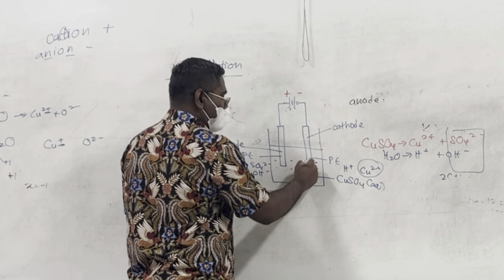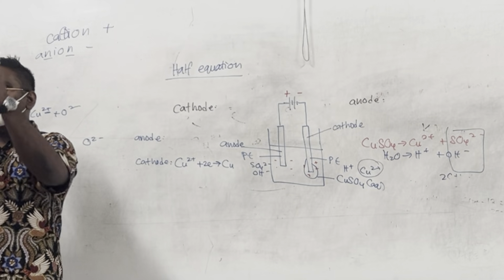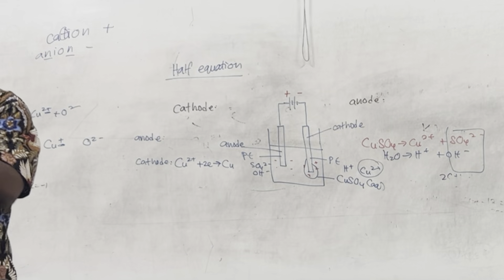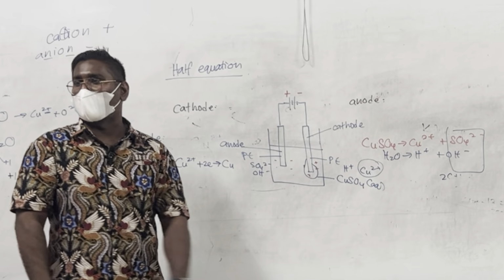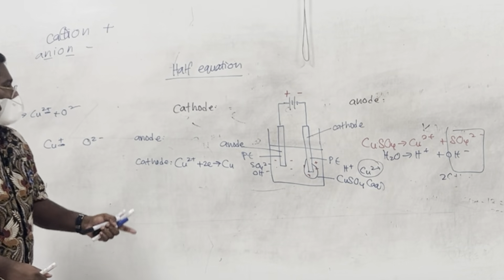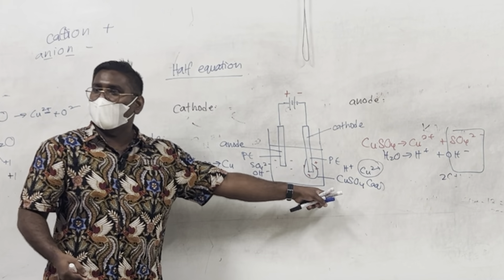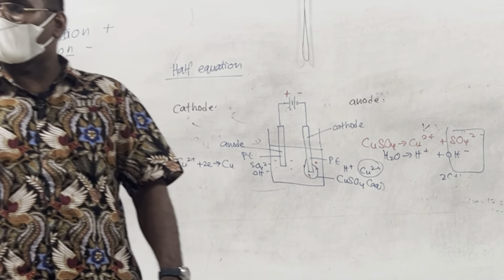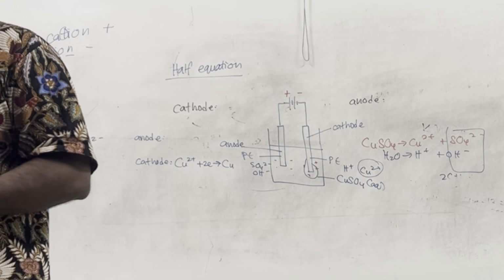So what will happen to copper? A deposit of copper will be formed at that platinum. You can see a brown deposit over there. That is going to be the observation. And all the copper is coming from Cu2+. What can you observe in the copper sulfate? What is the color? It's a blue solution, copper sulfate.